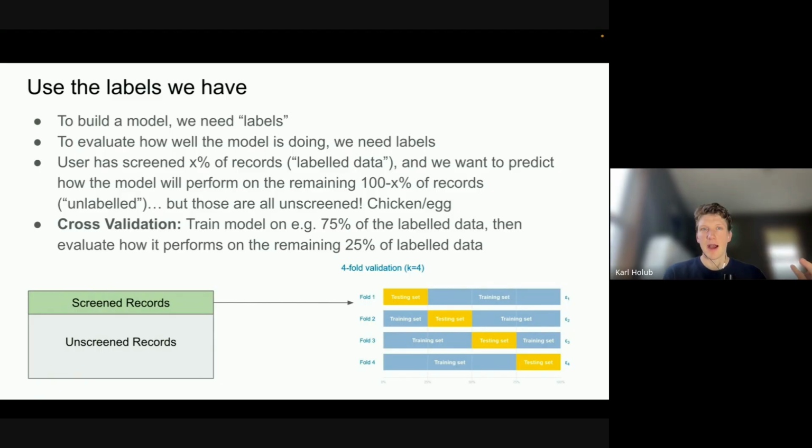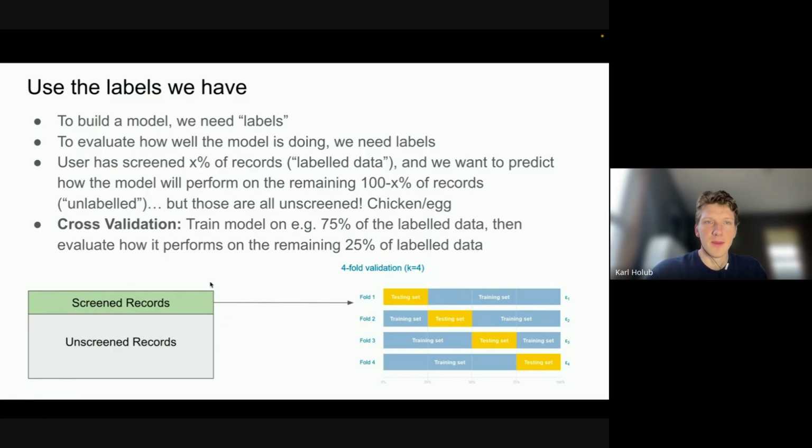To evaluate how a model is doing, in other words, to say, is the model acting correctly, we also need labels. The annoying part of this is that we want to predict how the model is going to perform on unlabeled records. In other words, we can't actually evaluate how the model is doing on those unlabeled records because we don't have any labels. So it's kind of this difficult problem to solve. And one technique that we come up with is to say, okay, well, we have to have labels to evaluate, so let's just focus only on records or on training examples that are labeled.